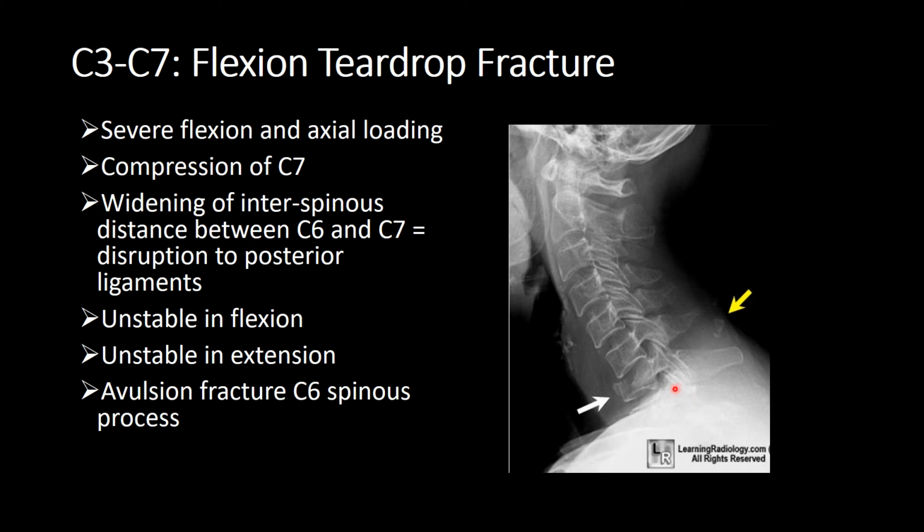Let's look at the posterior aspects. So we'll go up the articular pillars, checking the pedicles. Look at the posterior arch of C1, look at your lamina. Look at your spinous processes, and we can see now we've got an avulsion to the C6 spinous process. So we have ligamentous disruption with an avulsion of the spinous process of C6.